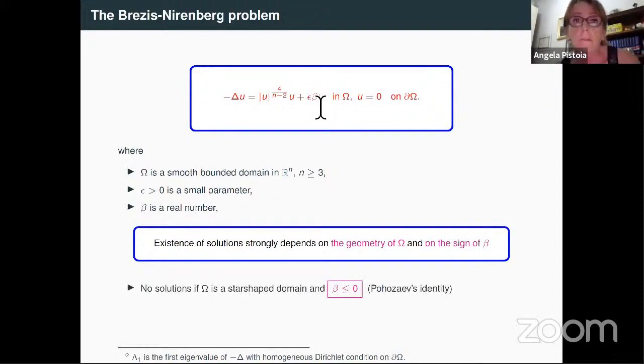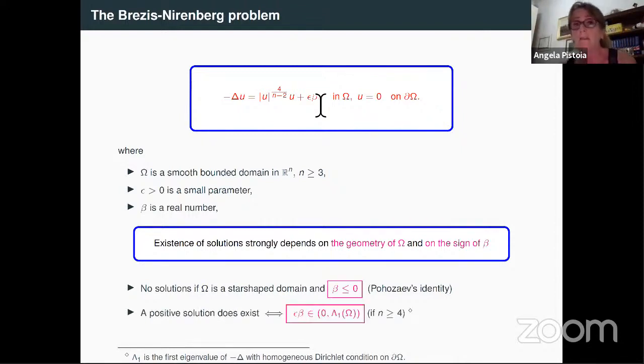And indeed, this equation has no solution in some cases. These are very well known facts. I'm just reminding you of these results because they are useful for what I'm going to say about the system. So it is well known that if the domain is star-shaped and beta here is less or equal than 0, then the Brezis-Nirenberg problem does not have any solution. And this is due to the classical Pohozaev identity.